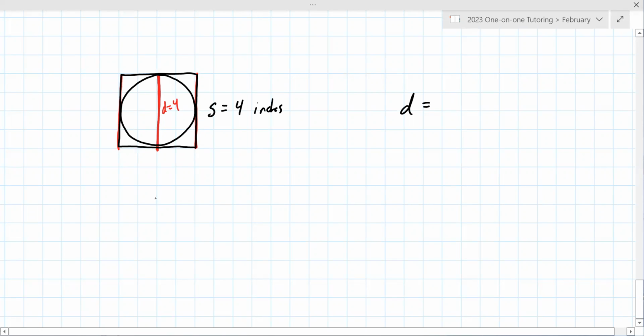Yeah, that makes sense. Give me the area of the square, please. 16 inches squared. Okay. And then what's the area of the circle? Give me the exact answer. Pi times 2 squared. Okay, very good.